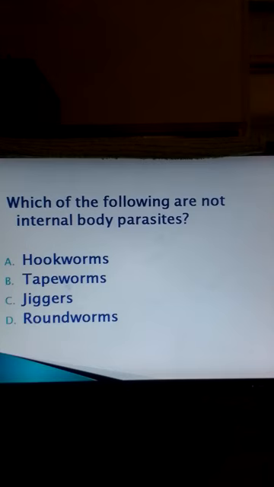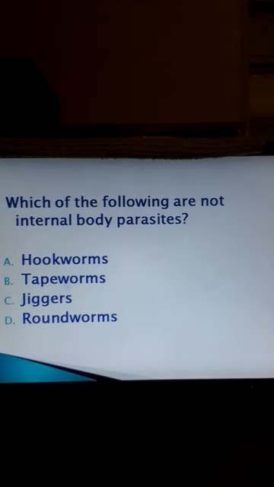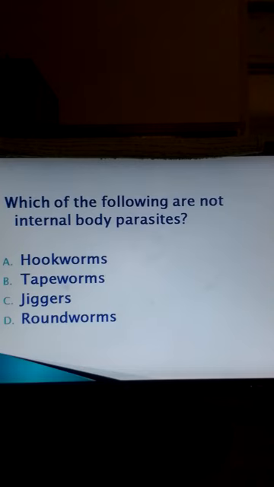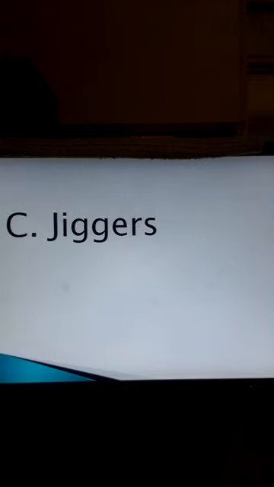Which of the following are not internal body parasites? We have external and internal body parasites. So among these four, which of the following are not internal body parasites? We have hookworms, tapeworms, jiggers, and roundworms. The answer is C, jiggers.